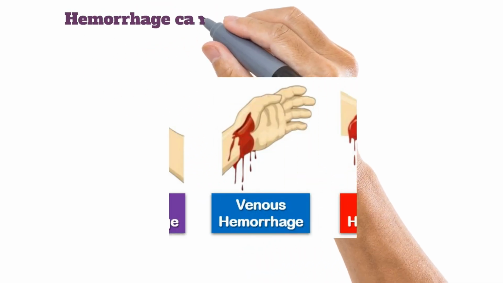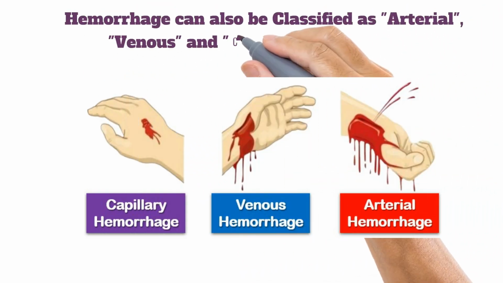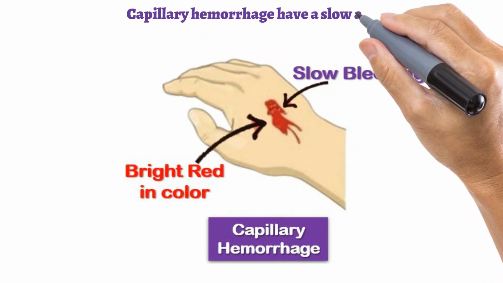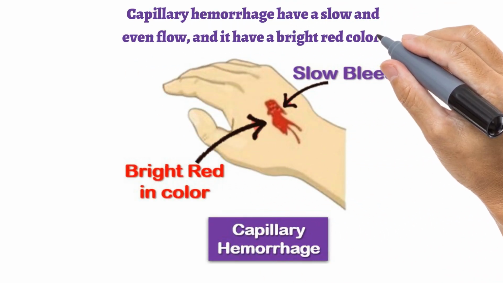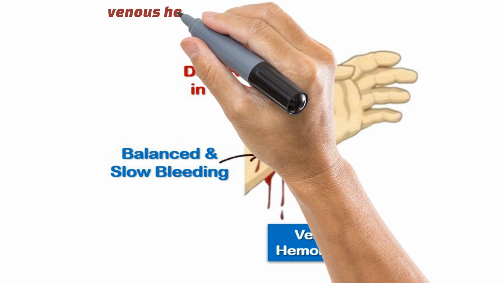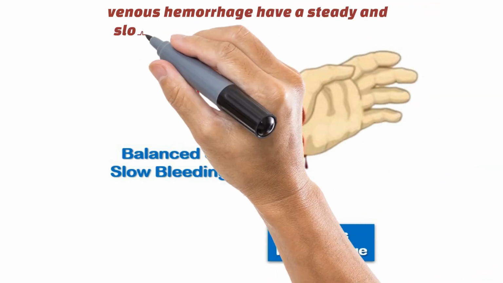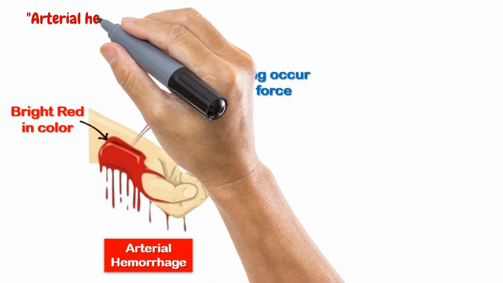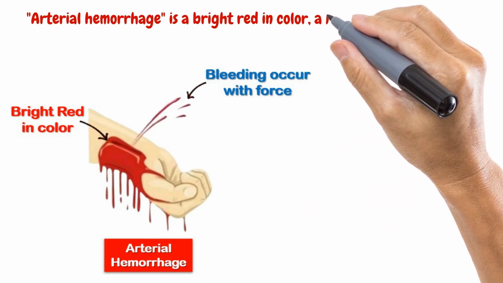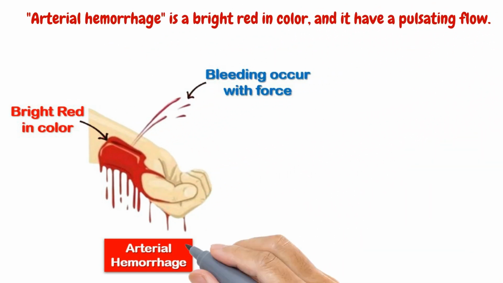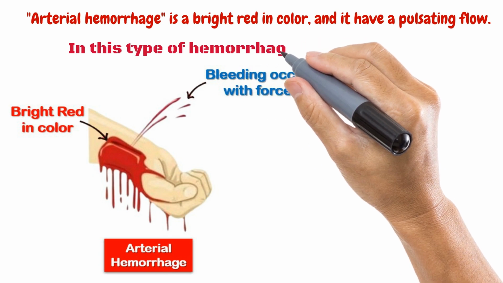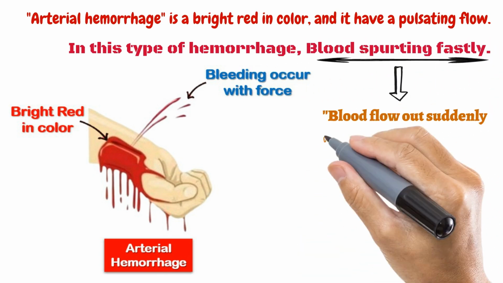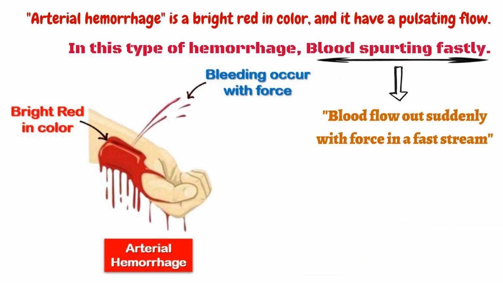Hemorrhage can also be classified as arterial, venous and capillary hemorrhage. Capillary hemorrhage has a slow and even flow and it is bright red in color, while venous hemorrhage has a steady and slow flow and it is dark red in color. Lastly, arterial hemorrhage is bright red in color and has a pulsating flow, and in this type of hemorrhage blood spurts fast, meaning blood flows out suddenly with force in a fast stream, as shown in the picture.